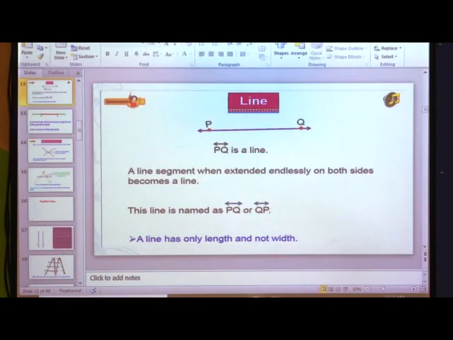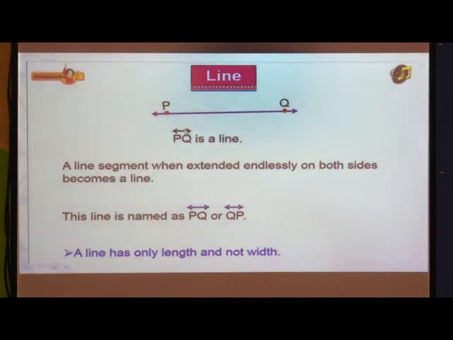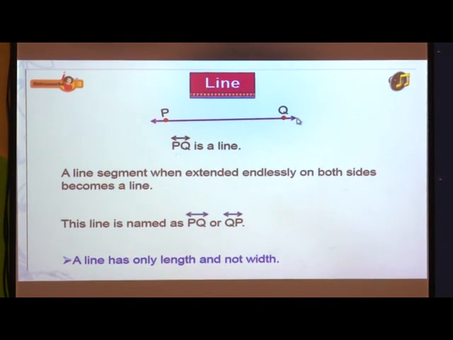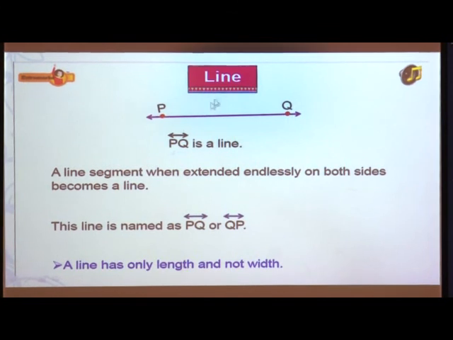Okay. Let us see about the line now. Now, you can see 2 points are given already here, P and Q, and the line has arrows on both sides. Okay, students? And we denote this line as PQ is a line. On PQ we have given the symbol of a line which has 2 arrows on both the sides.